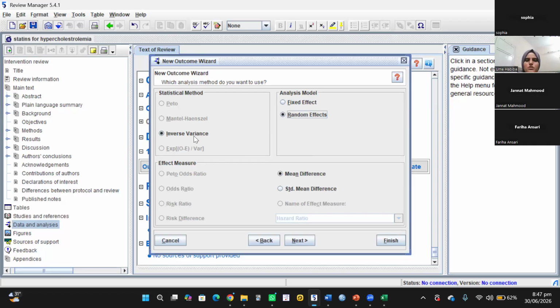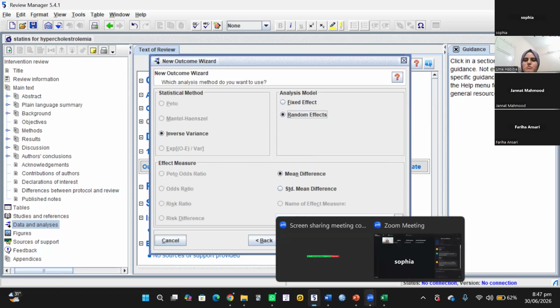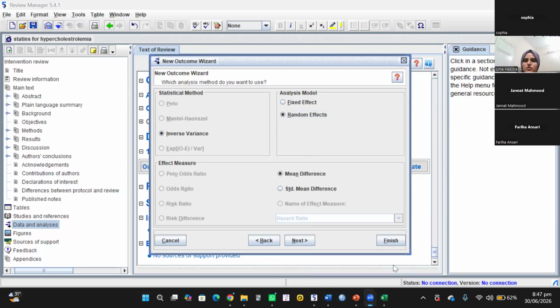It's already chosen inverse variance. Now, what would you choose? Mean difference or standard mean difference? Tell me in the chat. Should I choose mean difference or should I choose standard mean difference? Minha, I'll answer you in a minute.